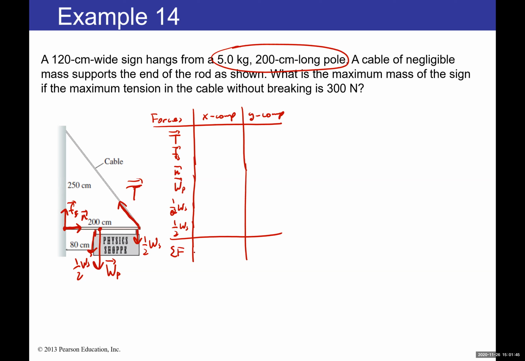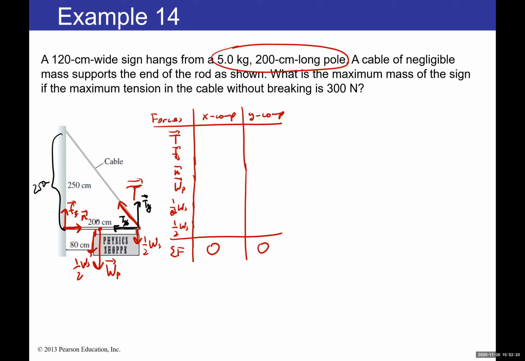Let's say here's the net force, and I know it has to be zero because the system is in static equilibrium. All right, now the tension is a two-dimensional force, so I can break it down into components. So then this is Ty, this is Tx. I made a mistake. So I can use the fact that I'm given that this is 250 centimeters.